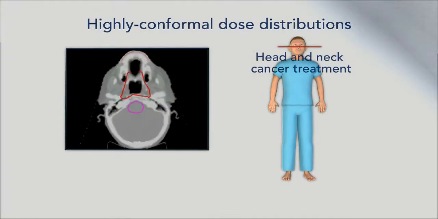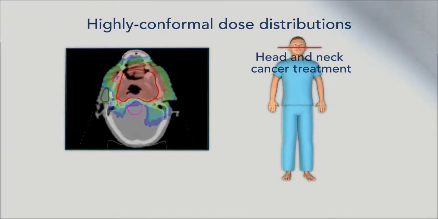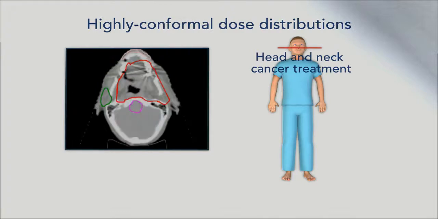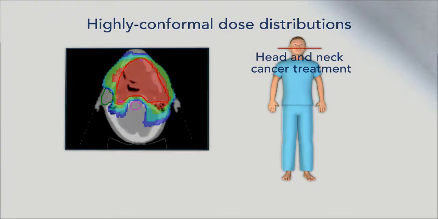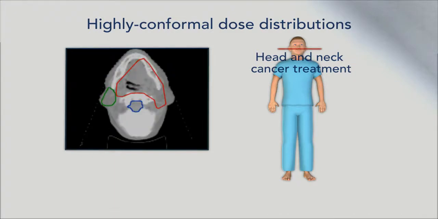Shown here are CT scans with overlaid structures and dose levels from a head and neck cancer treatment plan. The tumor, indicated by the red outline, is covered by the prescription dose, shown by the solid red color. The adjacent blue spinal cord and green parotid gland receive a very low dose.